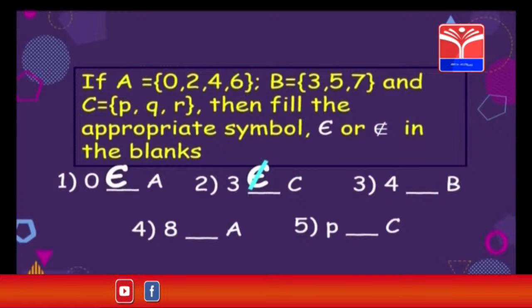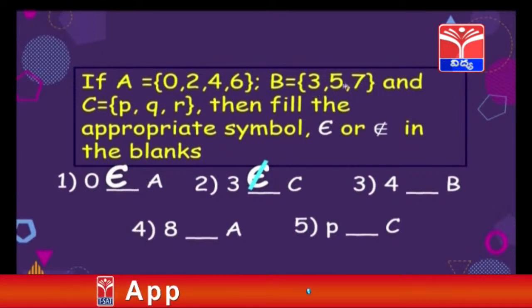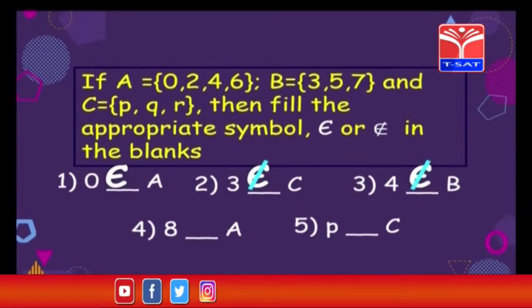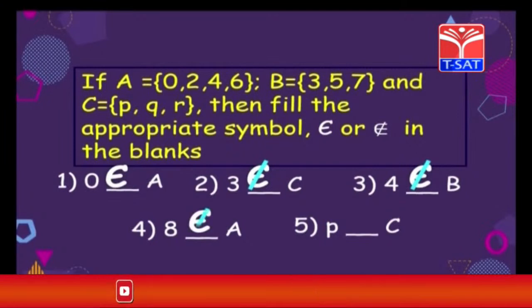Now, moving on to the third one, which is in between 4 and B. In B, what are the elements of B? 3, 5 and 7. We do not find 4 here. So, what are we going to write here? 4 and B. I use the symbol does not belong to. Now, coming to 8 and A, we observe that A has 0, 2, 4 and 6. Is 8 a part of the set? No. So, we will be using the symbol does not belong to.